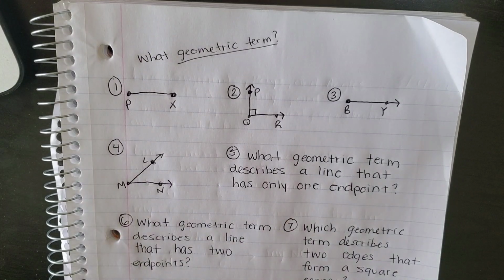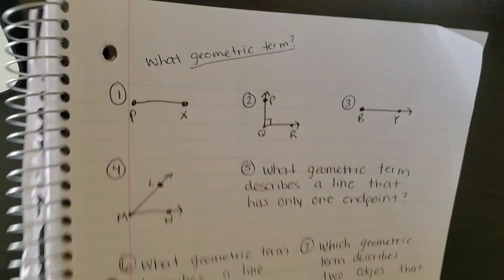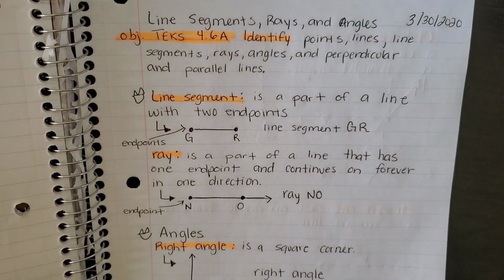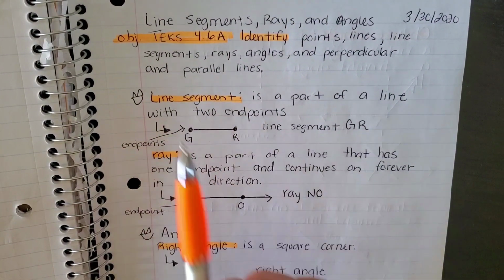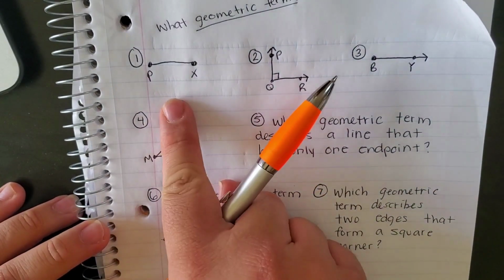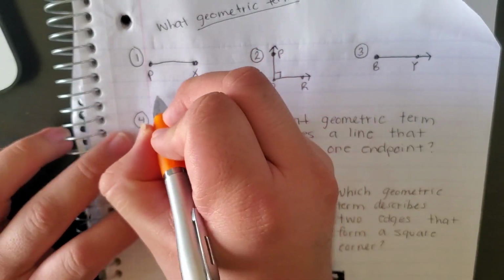I'm going to give you some time. Okay, so if you go back to your notes, and look at the examples I gave you, right? Which one looks like that one? This one right here. And what is that called? A line segment. So if we go back here, this one's called a line segment.